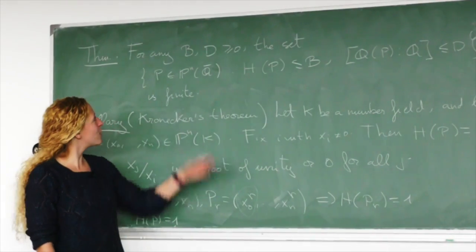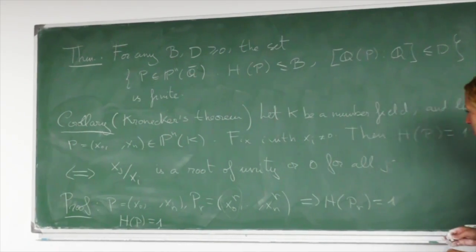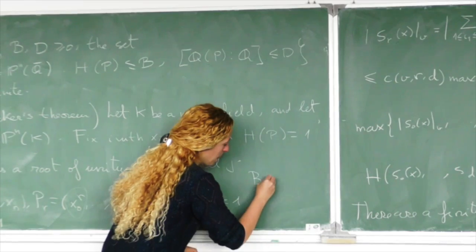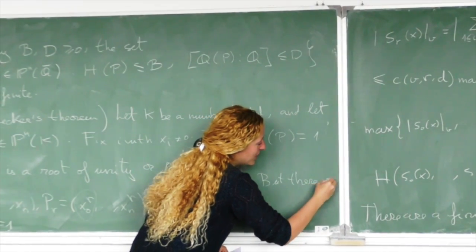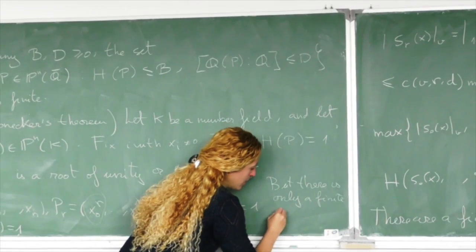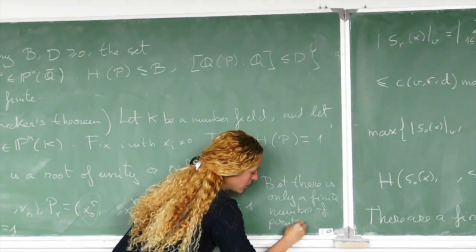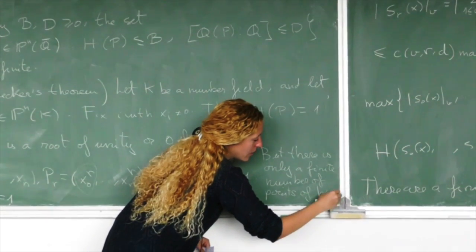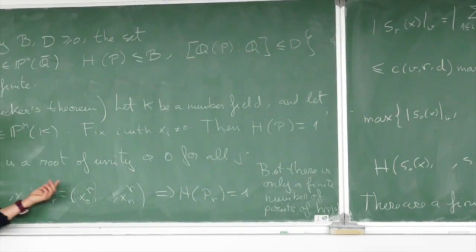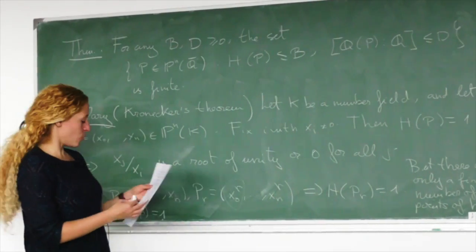So here is how this theorem implies this corollary. Maybe you want me to write it. So we have this, but there is only a finite number of points of height equal to 1. So then this implies that the xi has to be, as is written here, a root of unity or 0. Okay? Very well, so this is the first corollary.